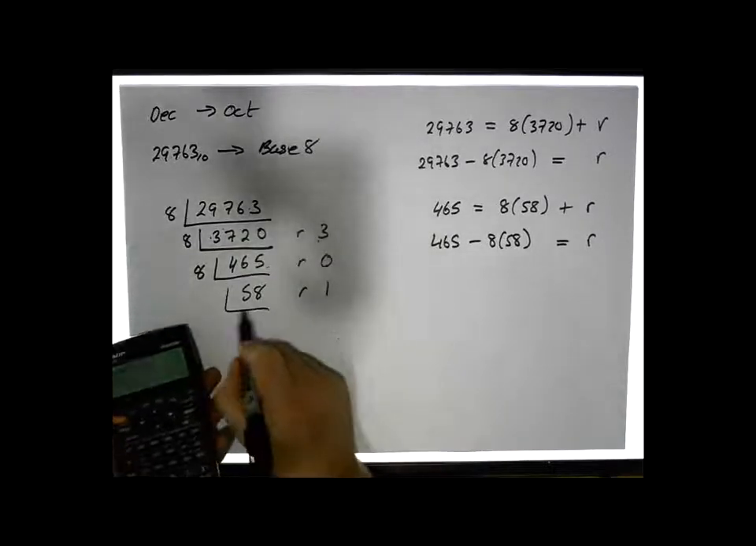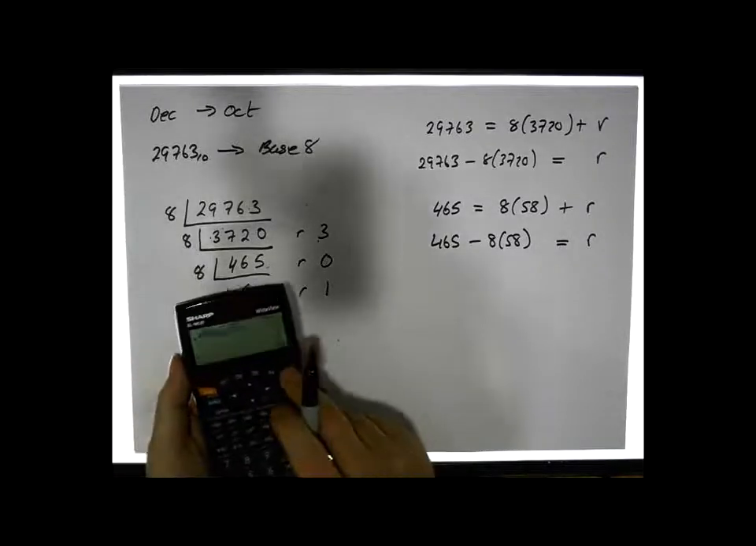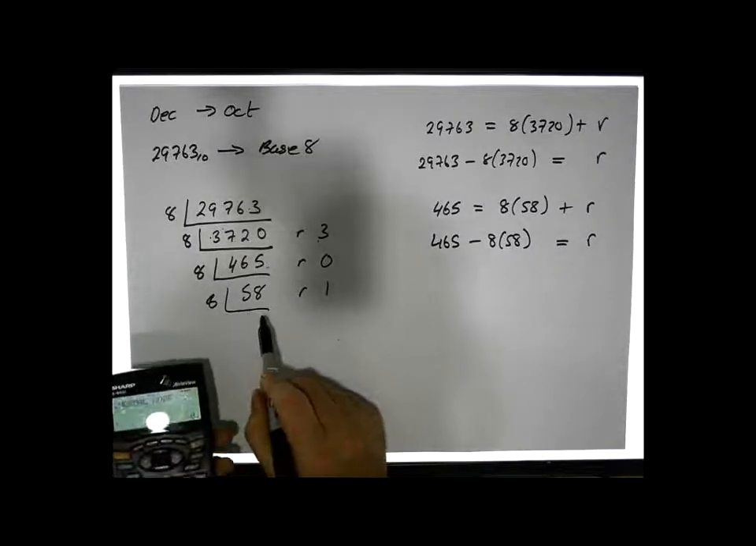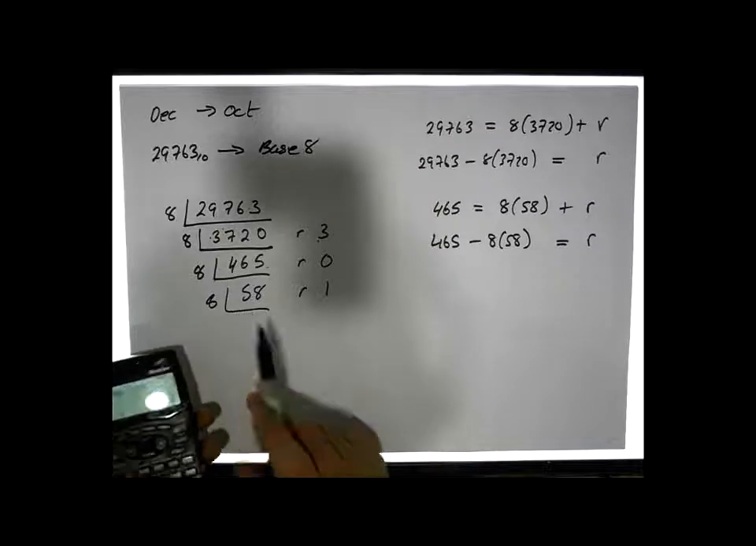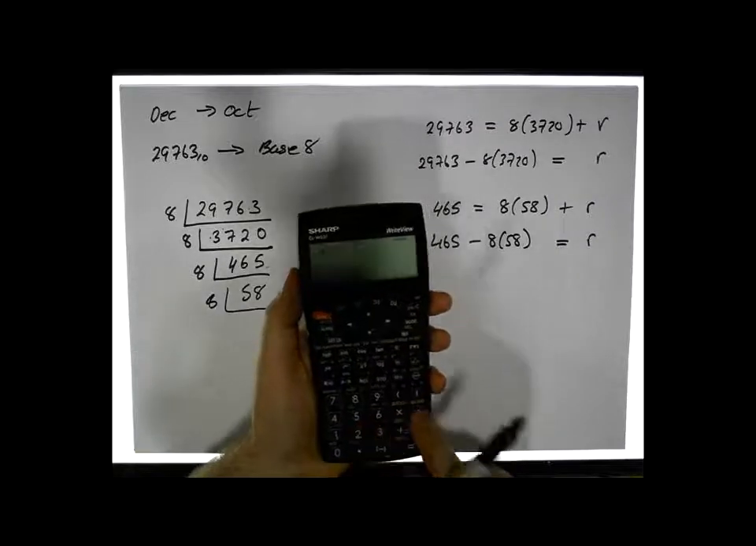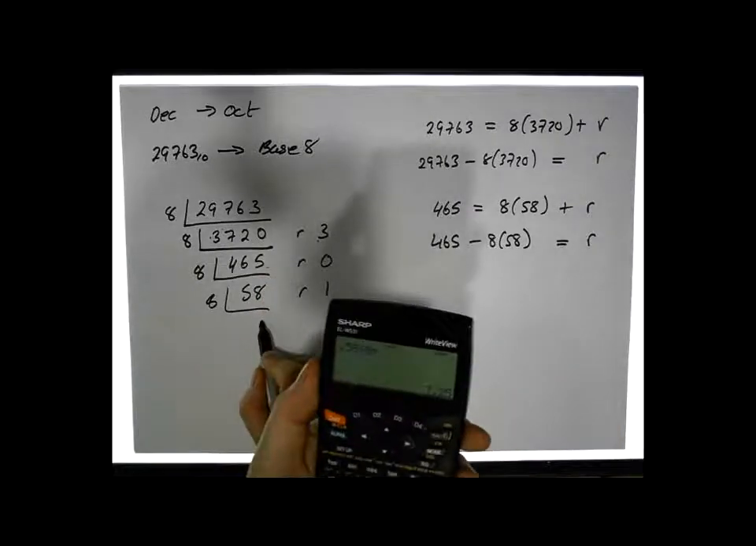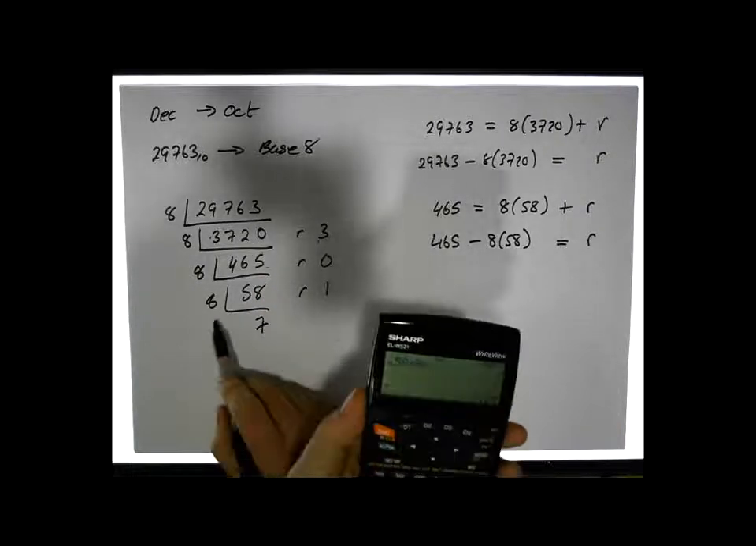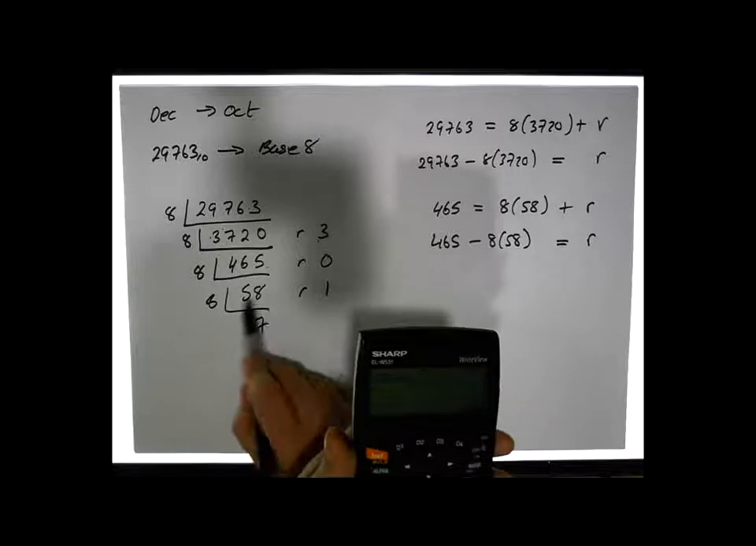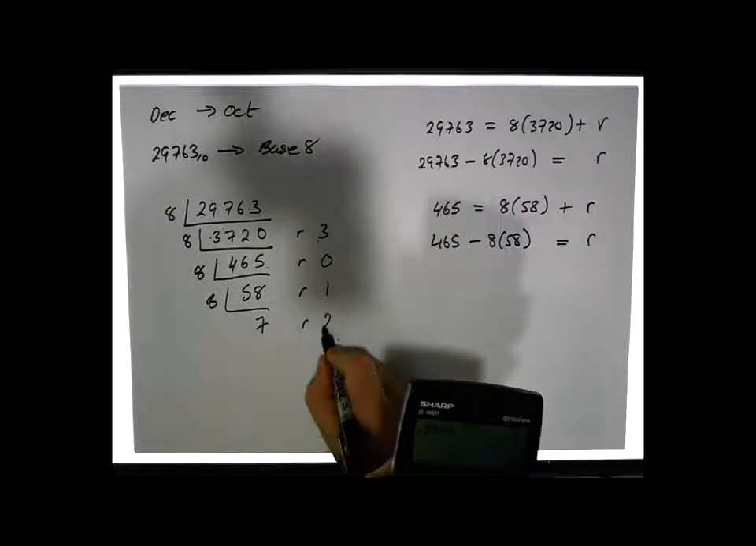And we do it again. So we're going to divide 8 into 58. So we have 58 divided by 8, you can see that goes 7 times. Okay. If you think about it, 8 sevens is 56. So the remainder must be equal to 2. Okay. The remainder must be 2.